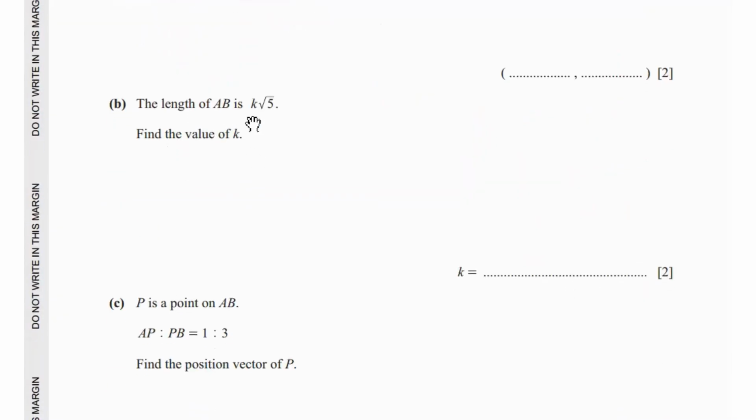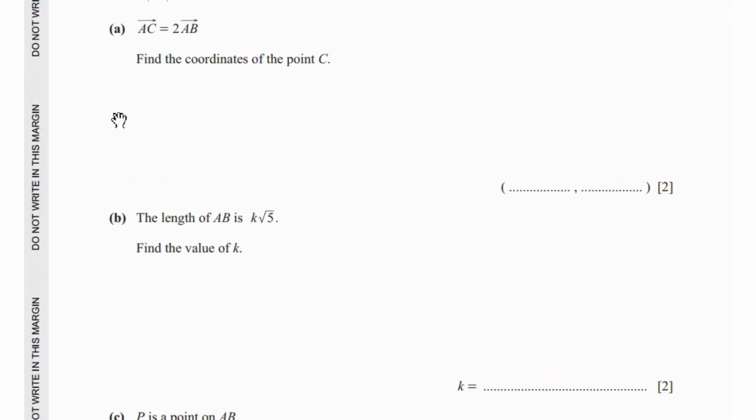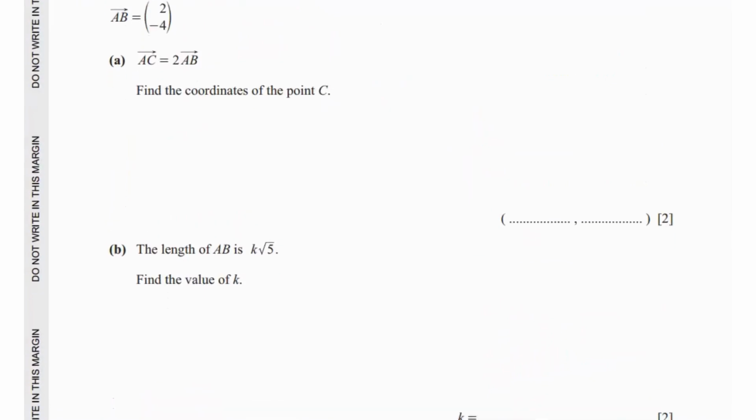Then it says the length of AB is k√5. Find the value of k. So we know AB is 2, -4. So for the magnitude of a vector, we square the x value and the y value, add them up, and then square root it. So it's basically similar to Pythagoras.